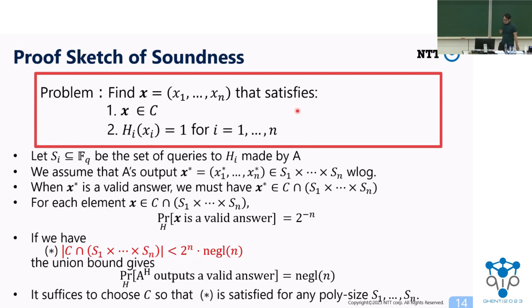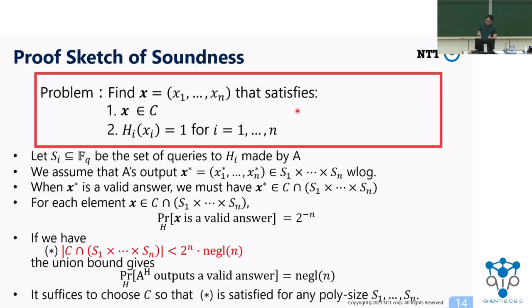So this is a proof sketch. Let A be the classical algorithm, and for each i, let Si be the set of queries to random oracle Hi. We also make a simplifying assumption that A's final output x star, which is x1 star to xn star, has already been queried to the corresponding random oracle. That is, for each i, xi star must be queried to Hi before outputting the final output. This is without loss of generality, because otherwise we can modify the algorithm to do so.